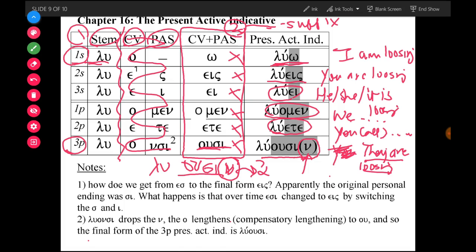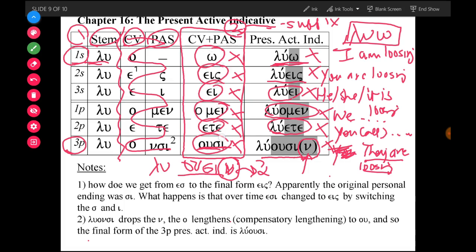So let's go over these forms. The present active indicative form, using luo as my paradigmatic verb, these forms are luo, lueis, luei, luomen, luete, luousi. So I want you to say that with me one more time. Luo, lueis, luei, luomen, luete, luousi. And the primary active indicative suffixes are o, eis, ei, omen, ete, ousi.